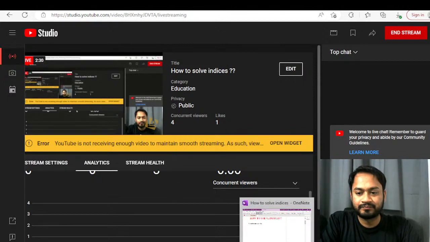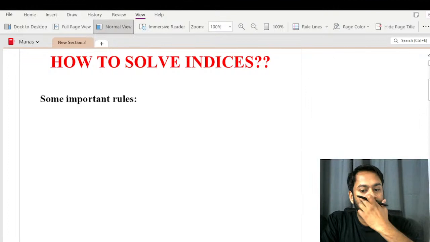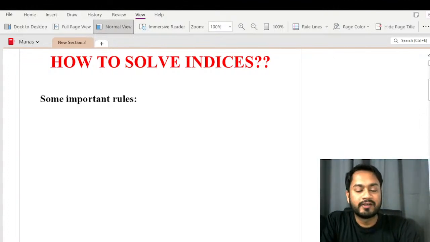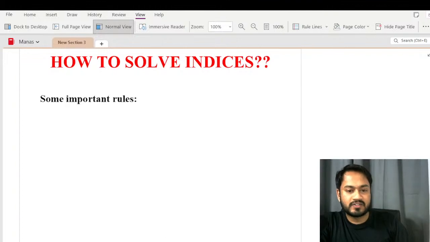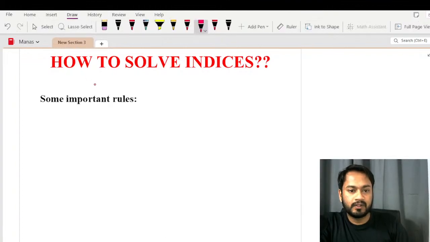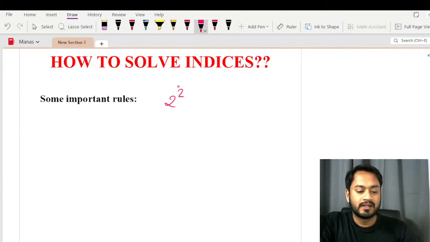So today I'll be solving questions based on indices. As you've seen, in indices, any number which is written in the power form, suppose if I write 2 raised to the power 2, that is basically known as indices. These numbers are called indices.